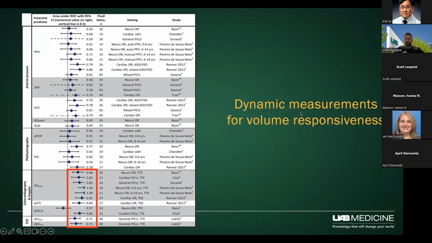This is the last slide that I have, and I want to just spend a few minutes going through the evidence for this. And so this has been evaluated in multiple studies now in pediatrics in multiple different settings. So here we see in this meta-analysis, there are from general pediatric ICU to the cardiac ICU and ORs, in both spontaneously breathing and mechanically ventilated patients, and found that aortic flow variability is a consistent and accurate predictor of patients' fluid responsiveness.